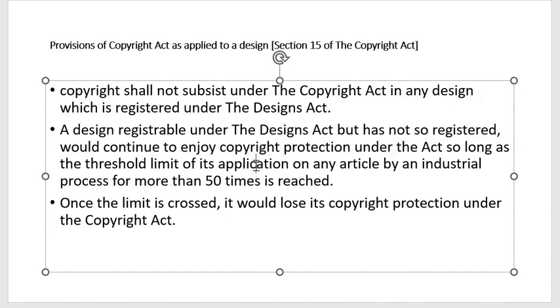You enjoy it as long as you do not manufacture the article through an industrial process more than 50 times. When it goes to 51 times, your copyright protection ceases, and since you have not taken design protection, design protection will also cease. Once the limit is crossed, it will lose its copyright under the Copyright Act, and you cannot get it protected under design because it will have been disclosed to the public. Or there may be some other technical reason. If we get some from the jurisprudence of the courts, we'll see to it.